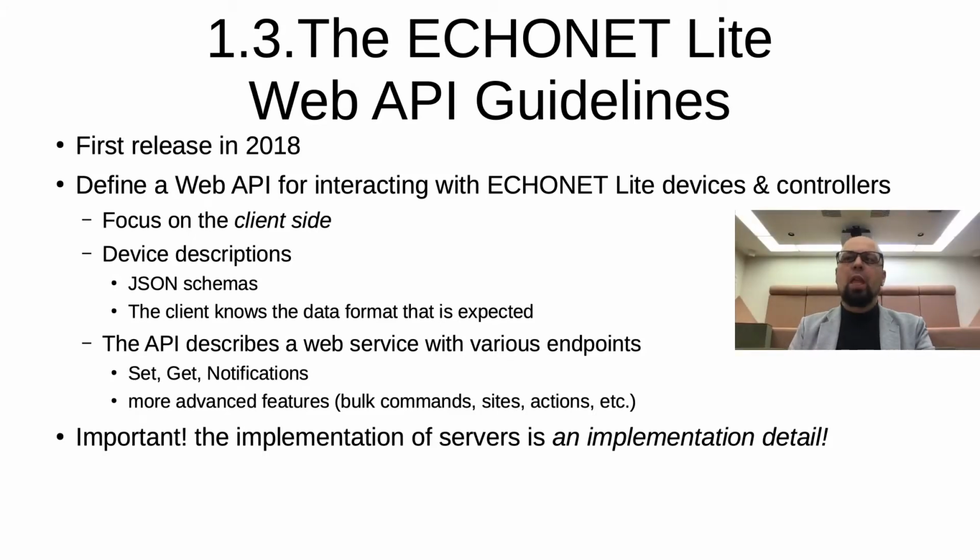The ECHONET Lite Web API guidelines were first released in 2018 and define a Web API for interaction with ECHONET Lite devices and controllers. These guidelines focus on the client side and provide a set of device descriptions which specify the data format through JSON schemas. Furthermore, the guidelines describe various API endpoints that can be used for setting and getting a property, as well as receiving notifications. It is important to note that, at this moment, the implementation of the Web API guidelines as a web server is considered an implementation detail.